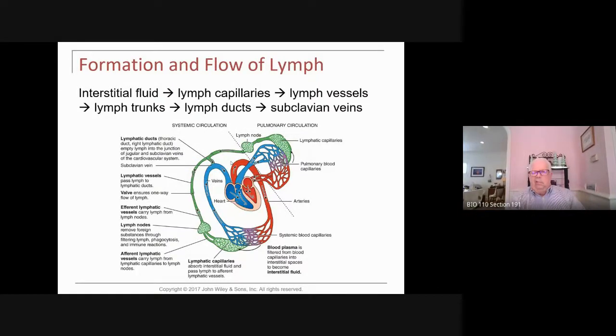Interstitial fluid goes into the lymph capillaries. The lymph capillaries drain into the lymph vessels. The lymph vessels drain into the lymph trunks. The lymph trunks drain into the two lymph ducts. The lymph ducts drain into the subclavian vein. That is the circulation of lymph getting into the bloodstream.